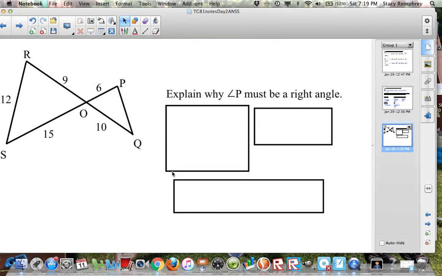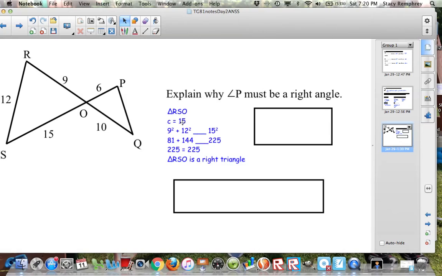All right, and the next one, explain why angle P must be a right angle. One thing is that I can't go straight to the converse of the Pythagorean theorem because I'm missing a side here. So I'm going to use this triangle over here, and figure out what kind of triangle this is. Again, here's 15. That's my C side. I did the sum of the squares and found they were equal. So I've shown RSO is a right triangle. Since 15 is the longest side, I know the 90-degree angle must be across from that, which is angle R.